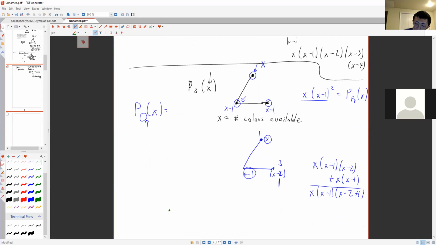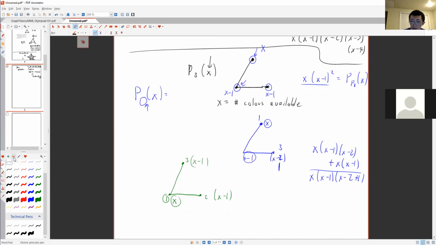You can also start at any vertex, right? So I could say this is the first vertex. There are x ways to color it. And then the two neighbors of the first vertex, they are not adjacent to each other. So there are x minus 1 ways for both of them, because the only restriction is that they're different from the color of vertex 1.